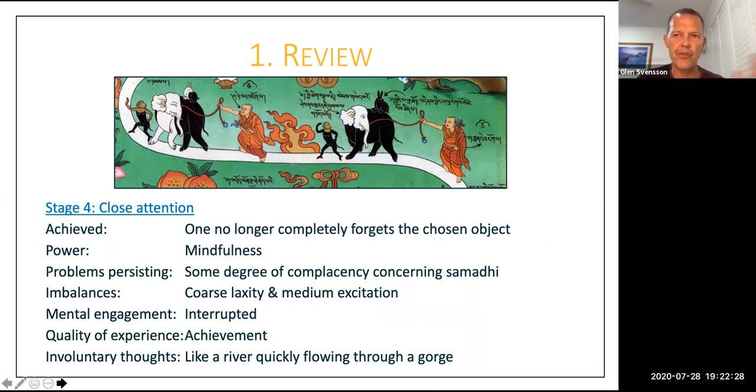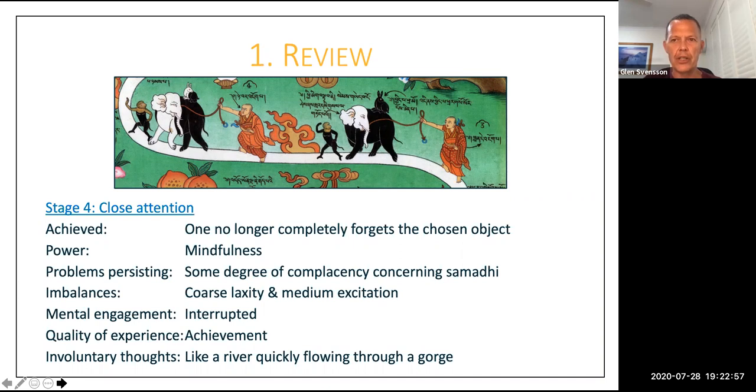What problem persists here at stage 4, though, is we have some complacency regarding the practice. Because we're not getting distracted, we can get a little bit complacent, think, well, I think I'm getting close to shamatha now, and sort of get a bit complacent about the practice. So the imbalance now is we still have coarse laxity. So coarse laxity, remember, was the mind sinking quite a lot, just about disengaging from the object, hardly holding the object, because our mind is sinking a lot.